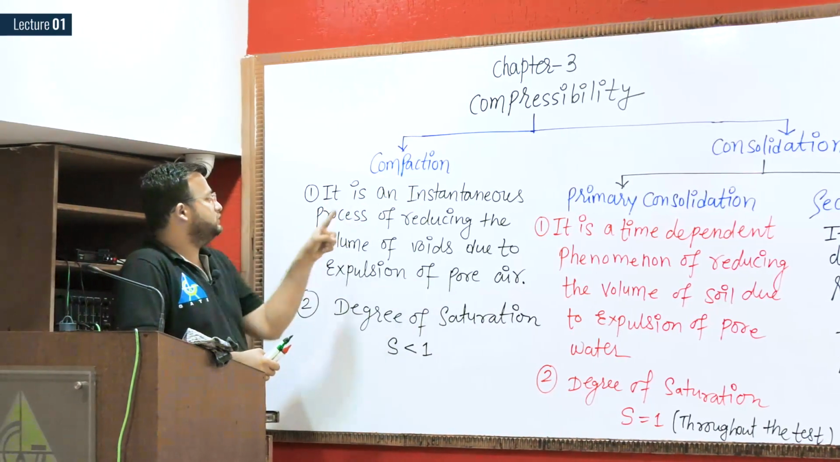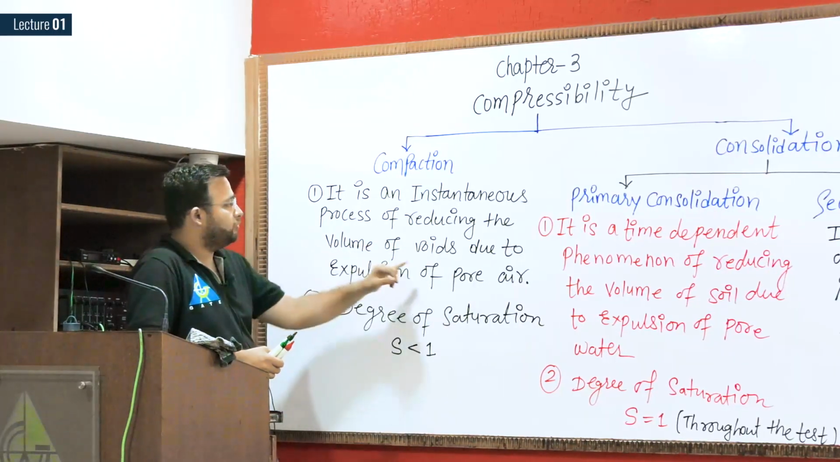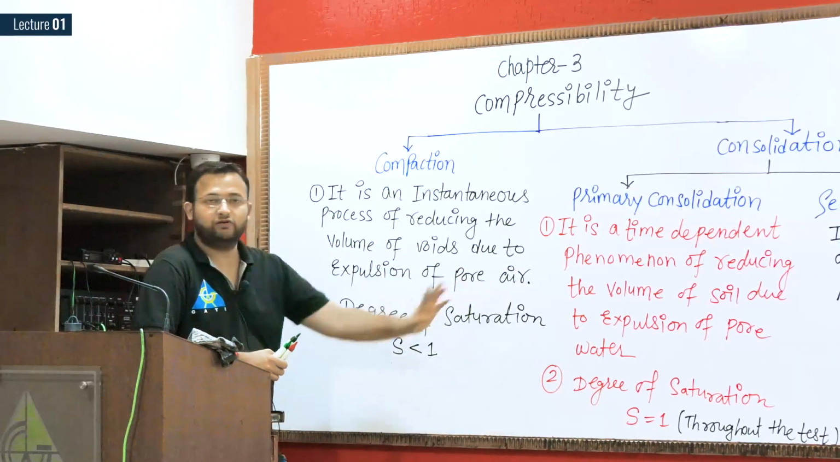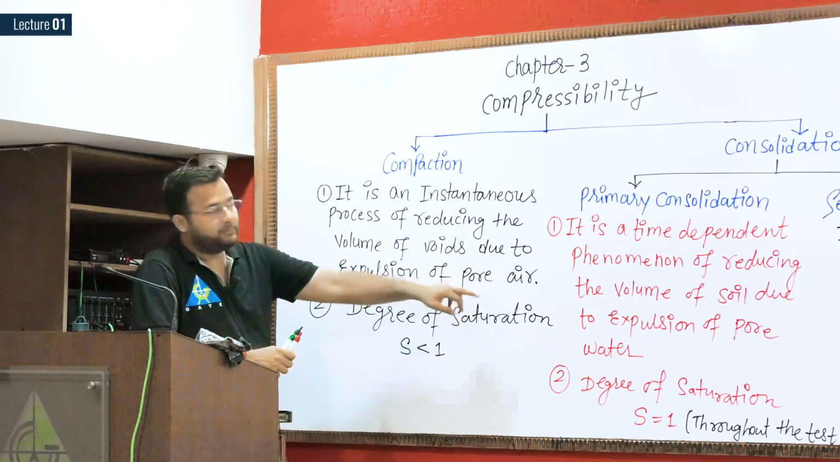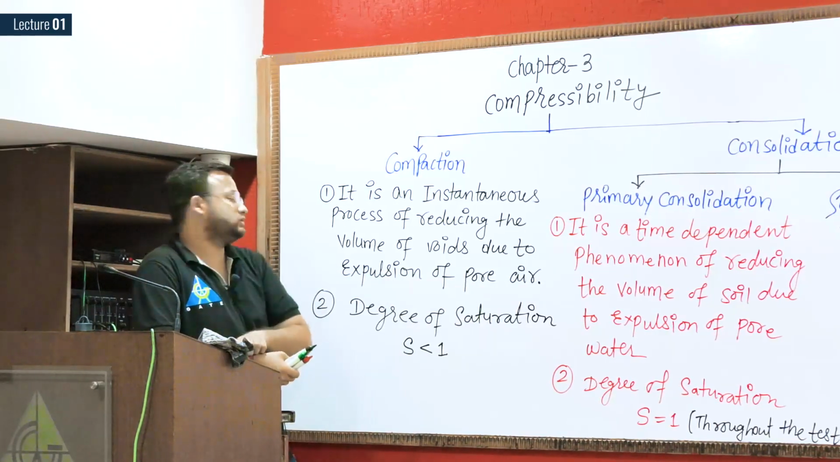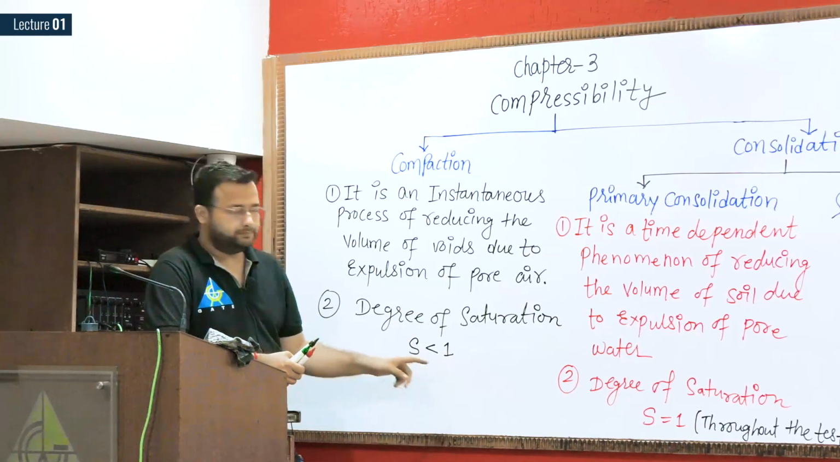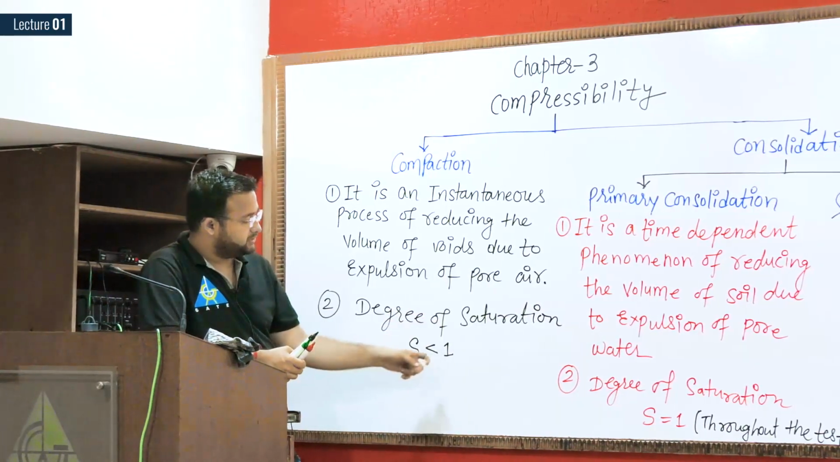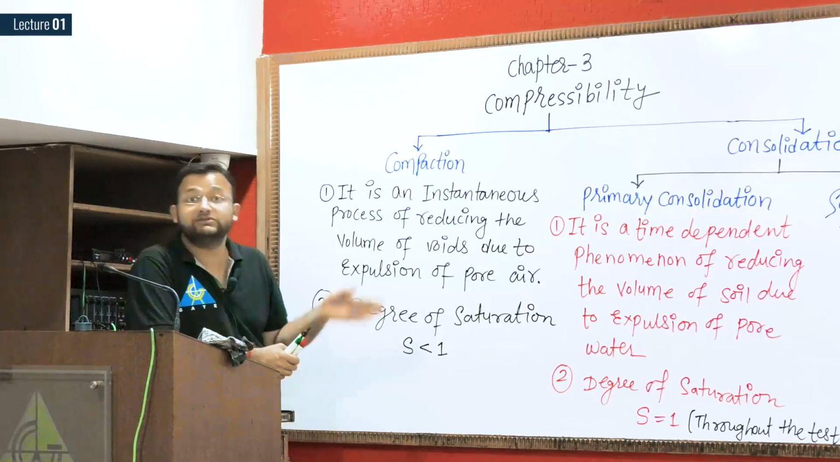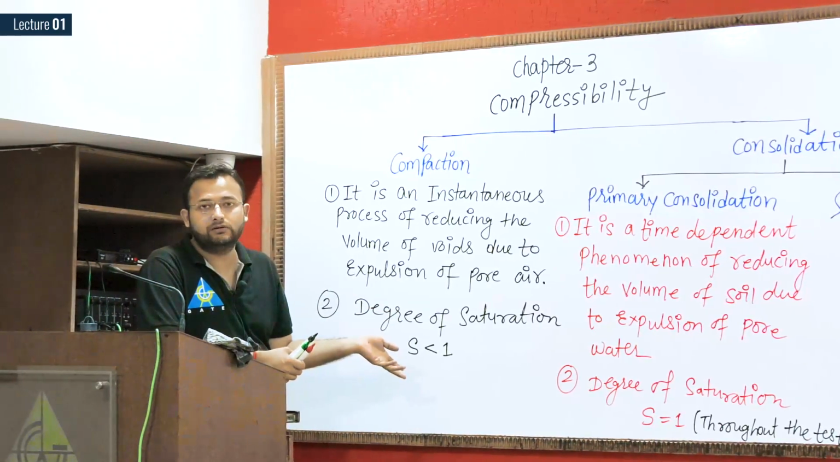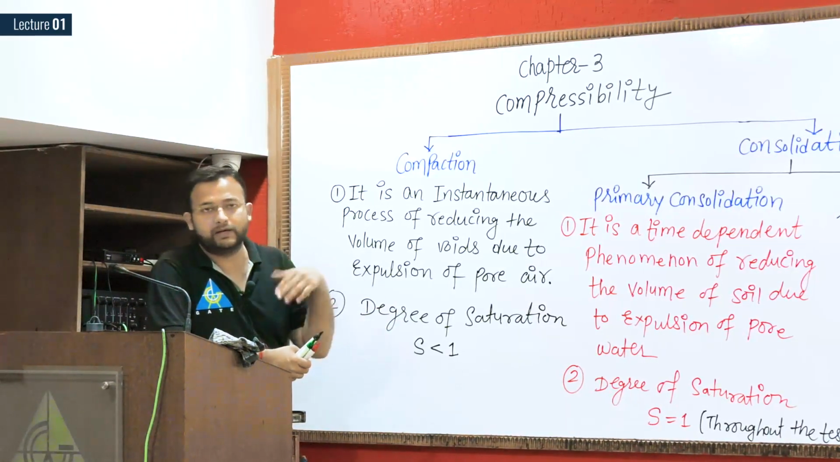It is an instantaneous process of reducing the volume of voids due to the expulsion of pore air. Pore air means the air present in the pores. That time the degree of saturation will be less than 1, because air is present. If the air is present, degree of saturation of course will be less than 1.